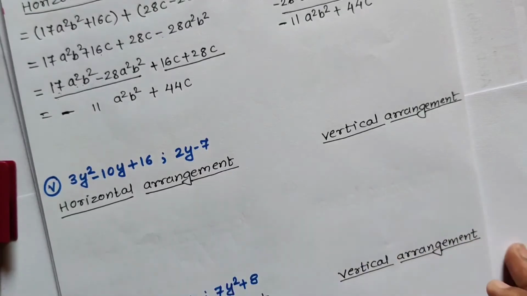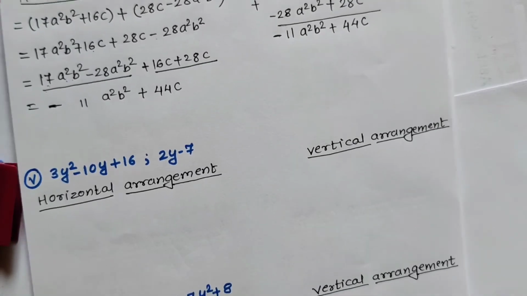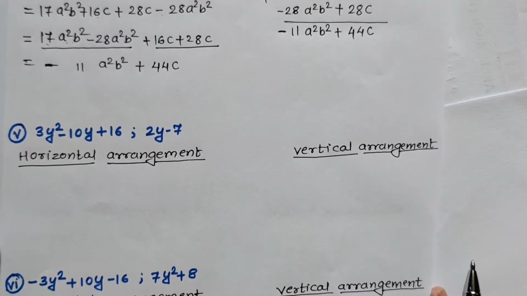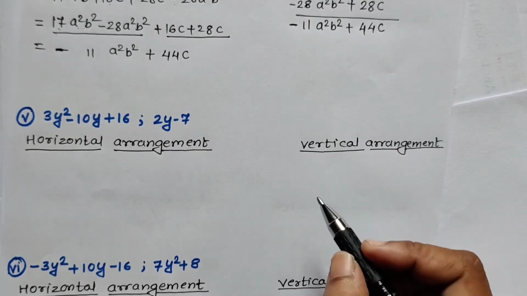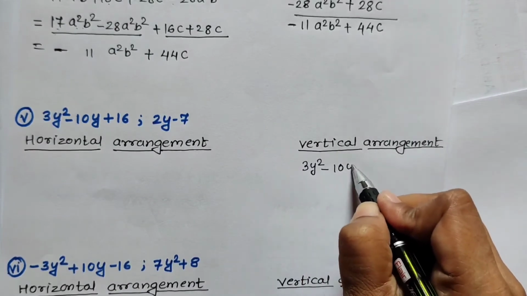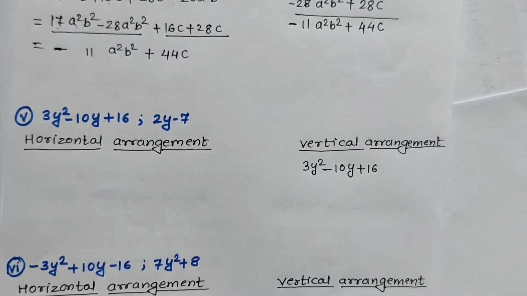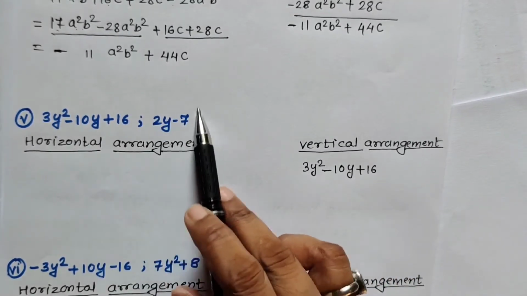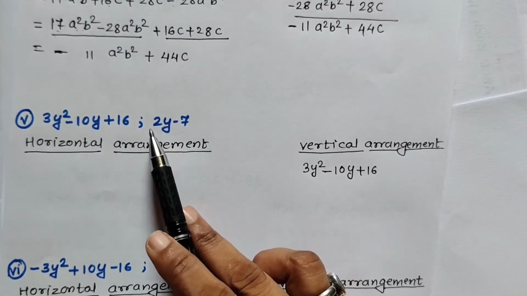Now let us see the fifth sum. Okay, see the fifth sum. In the fifth sum we can see that there are trinomial and binomial addition. 3y square plus 10y minus 10y plus 16. And then there is 2y minus 7. Y square term is not there in the second polynomial. Only y term is there. So this 2y is there.